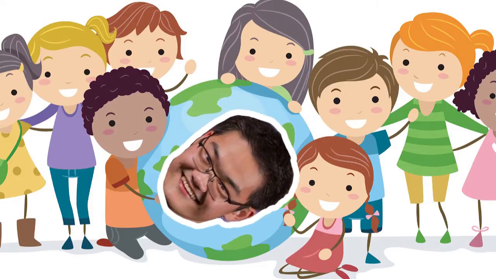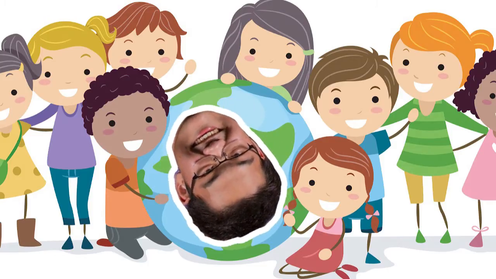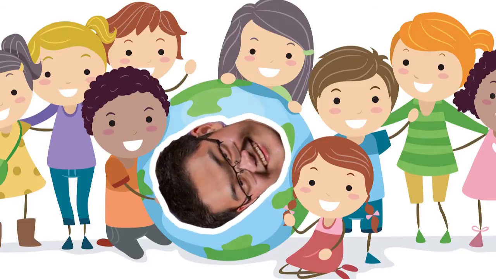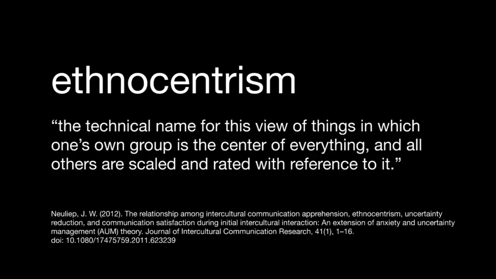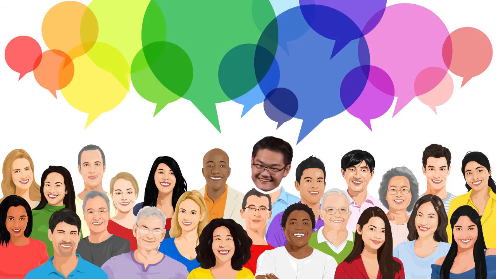His open approach to assimilating to and learning about American culture and customs also illustrates the low level of ethnocentrism he holds. William Sumner defined ethnocentrism in 1906 as the technical name for this view of things in which one's own group is the center of everything and all others are scaled and rated with reference to it. Randy's low ethnocentrism allows for comfortable intercultural interactions, specifically his interaction with food.